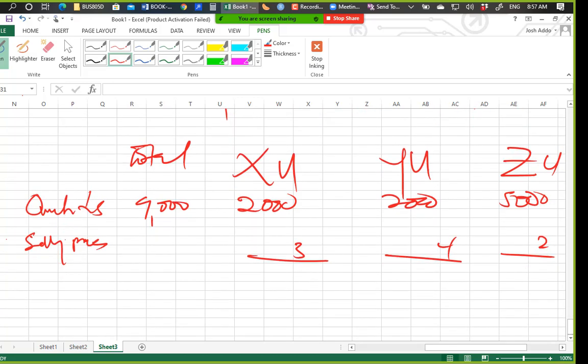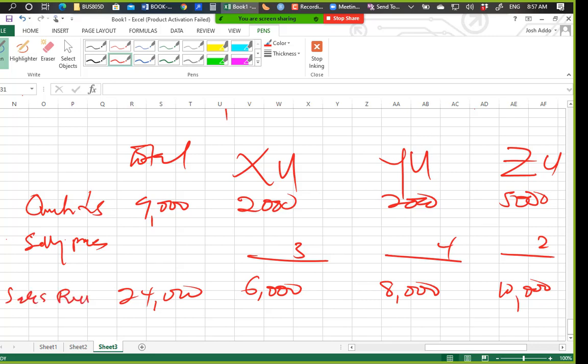This one will give us 6,000, right? Check the figures. This one will give us what? 8,000. And this one will give us 10,000. Giving us a total of what? 6 plus 8 plus 10, 24,000. So this is sales revenue in Ghana cedis.